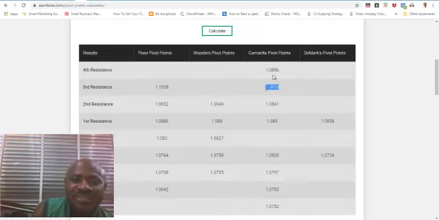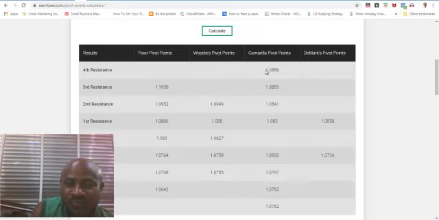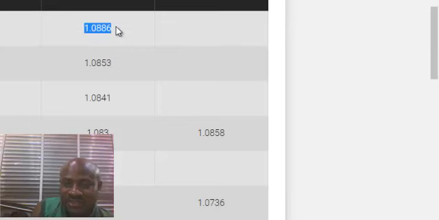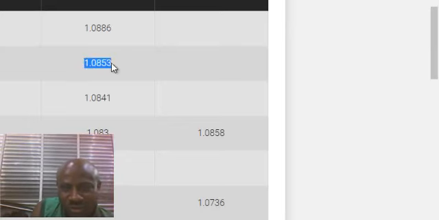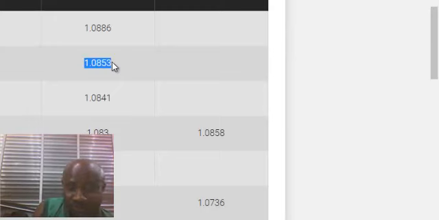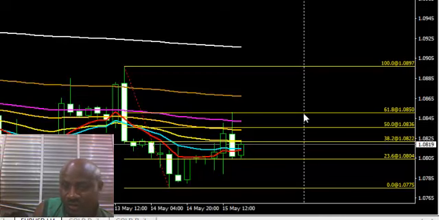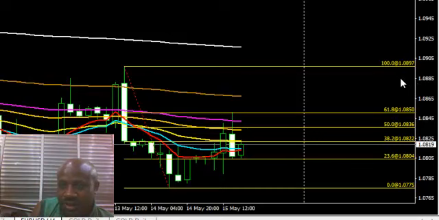Then for the breakout target, 1.0886 for Camarilla is where we have a confluence again with the weekly resistance. So watch out for this. A possible sell around 1.0886. Okay, this is a possible breakout rather, and that is if it fails around here. If it fails around here, it may just push up a little to 886, and you can have a sell there.